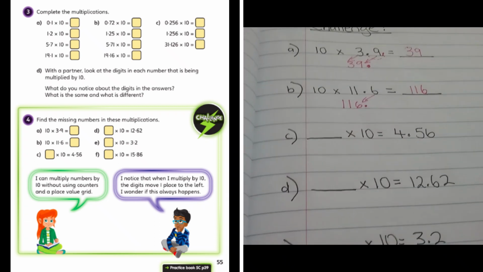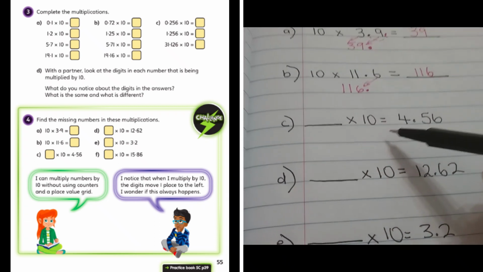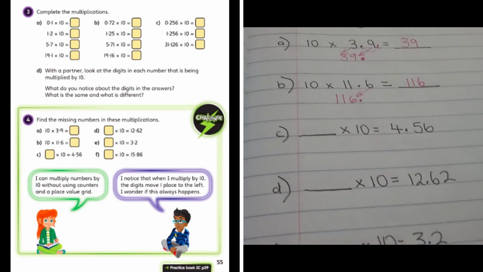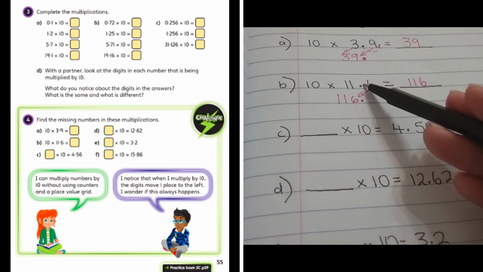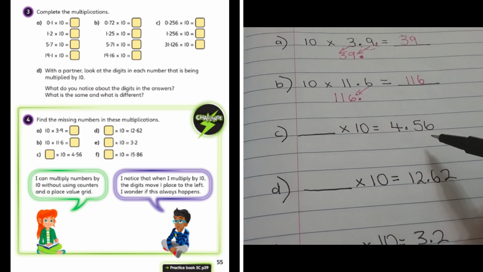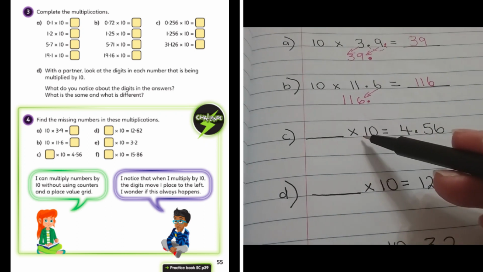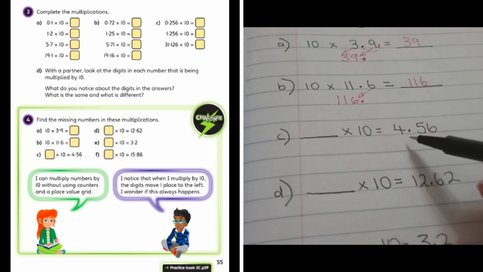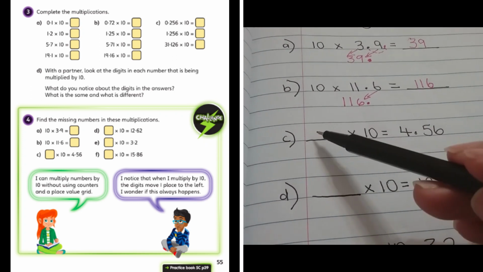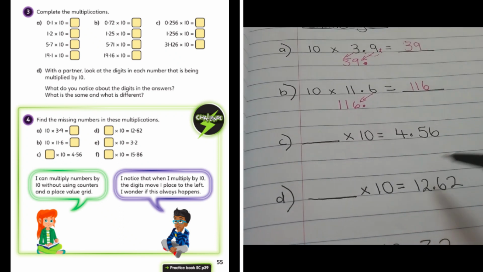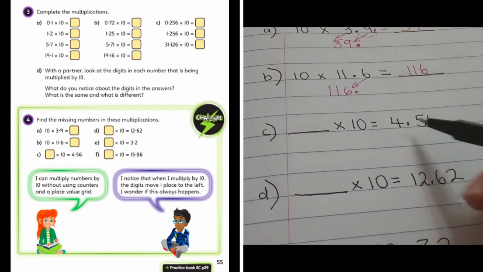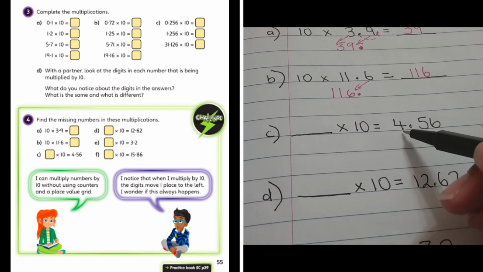Now on to C. Something times 10 equals 4.56. Well, this is a little bit different because we don't know what number we're multiplying like we did up here. All we know is that the final product ended up being 4.56. Remember, when we multiply something by 10, all the digits scooch one place to the left. So if we want to undo that and see where we started, what do we need to do? Just scooch them one place back. So to get to 4.56, all the numbers scooched that way. So I'm just going to shove them all back one place and see where they were.